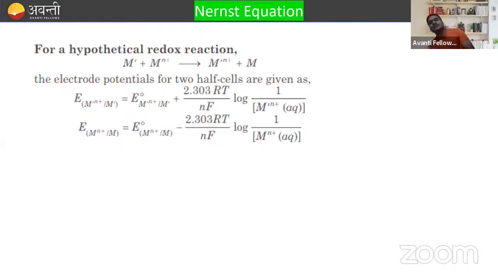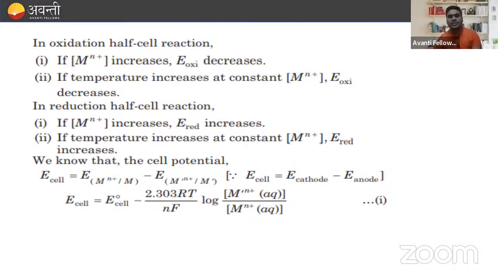For a hypothetical redox reaction, let us assume that M|Mⁿ⁺ is converted into Mⁿ⁺|M. The electrical potentials for the two half cells are given like this, one for the cathode and one for the anode. In the oxidation half cell, if the concentration of Mⁿ⁺ increases, E oxidation decreases. If the temperature increases at constant Mⁿ⁺, E oxidation decreases. Similarly, in the reduction half cell, if Mⁿ⁺ increases, E reduction increases, and if the temperature increases at constant Mⁿ⁺, E reduction increases.